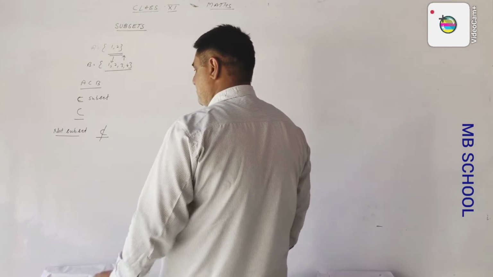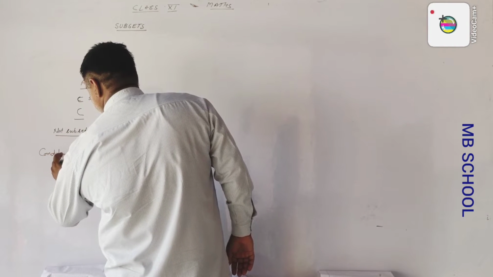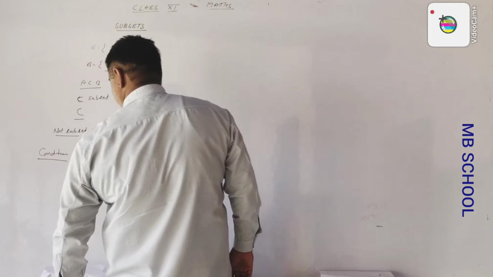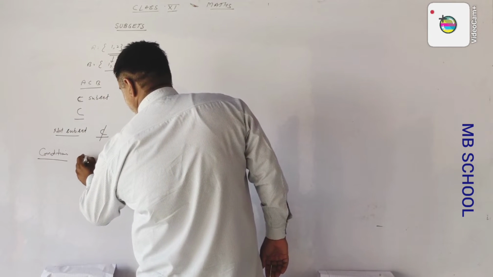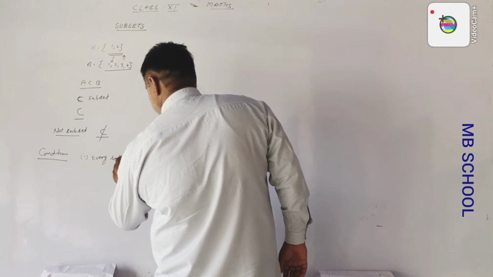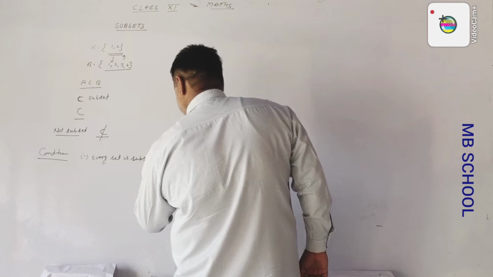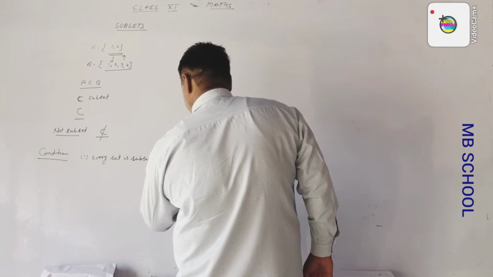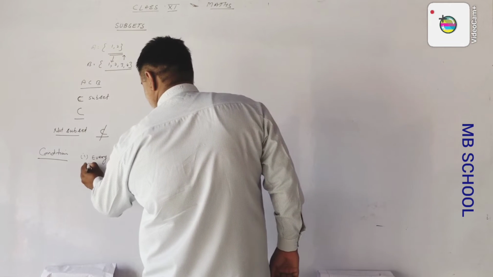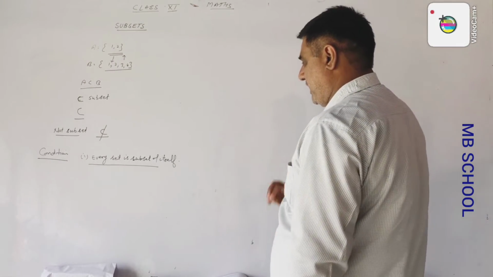Now a few conditions of a subset. Now we have to find the subsets of any set. So first condition: every set is a subset of itself. This is the first condition. प्रत्येक सेट अपने आप का सबसेट होता है.